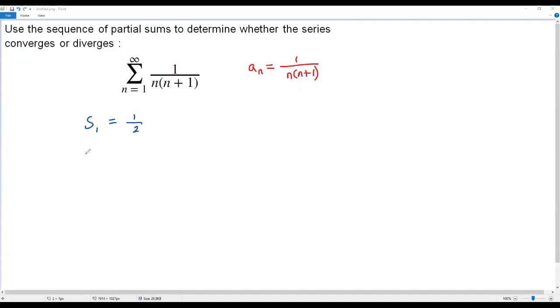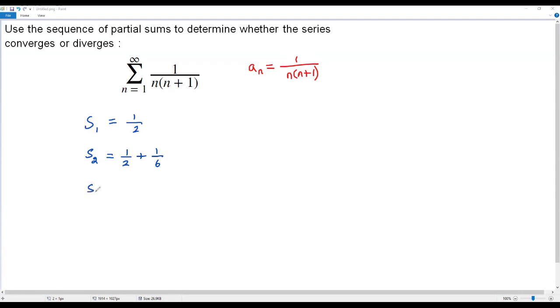Okay, now let me get the second partial sum, that is S2. The second partial sum is the sum of the first two terms. Already we know the first term is 1 over 2, and to get the second term, I have to plug in n equals 2 into the nth term of this series. So when I do so, I'm getting 2 plus 1 will be 3, 2 times 3 is 6. So the second term of the series is 1 over 6. To get the second partial sum, I have to add the first term and second term.